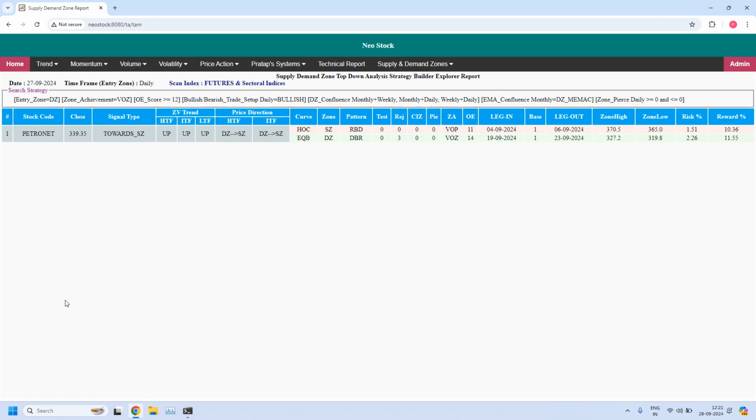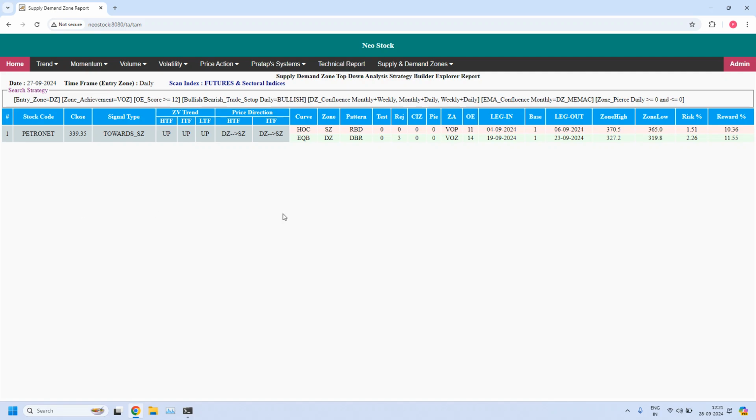The reason is this demand zone, daily demand zone. This is the daily demand zone. It is part of the weekly demand zone. Both together again part of the monthly demand zone. And that monthly zone is having monthly EMA confluence. That's why it's a high probability setup.